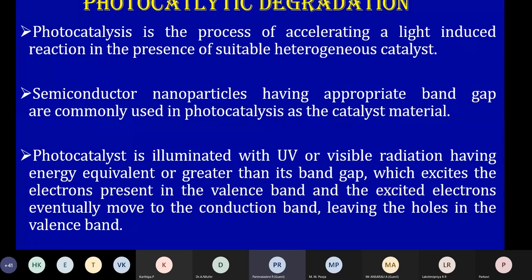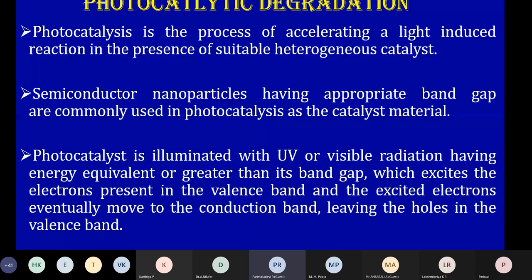Okay, normally photocatalysis is a process of accelerating a light induced reaction in the presence of a suitable heterogeneous catalyst. Normally this heterogeneous catalyst is a nanoparticle; a semiconductor nanoparticle acts as a heterogeneous catalyst. Now we know the semiconductor has a wide band gap between the conduction band and valence band, so there will be no energy level available in the energy gap to promote recombination of the electron hole pair produced by photoactivation.